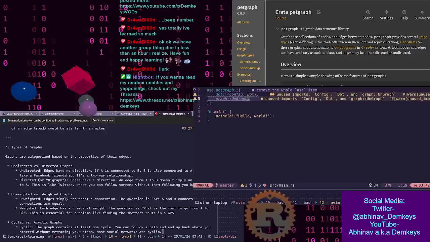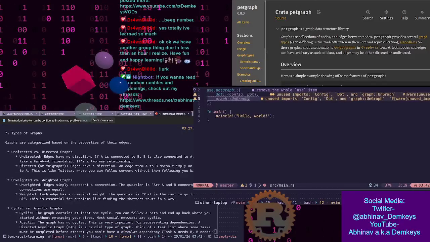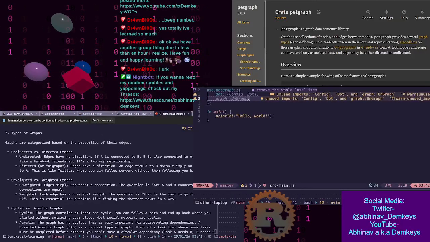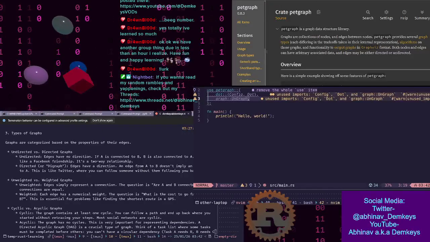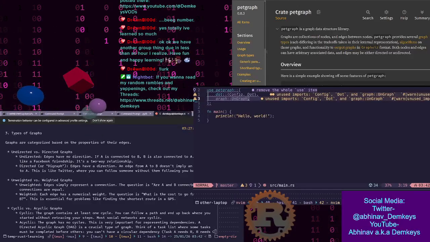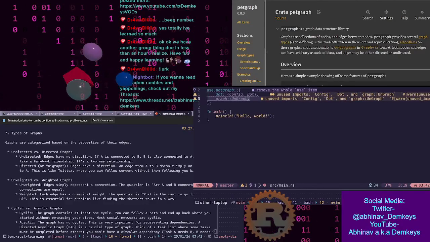Okay, then types of graphs. Graphs are categorized based on the properties of their edges. Undirected versus directed graphs. Undirected: edges have no direction. If A is connected to B, this is what I was talking about earlier. I don't think I need to read this because I already know graph versus digraph. So undirected graph versus directed graph, thanks to the dot graph syntax, by the way. Anyways, I can read this.